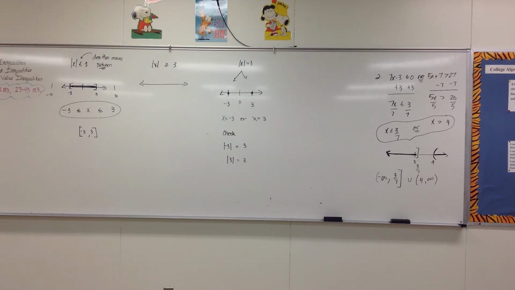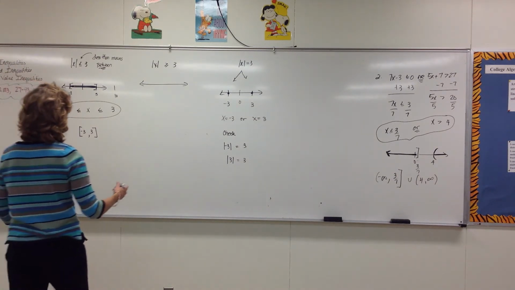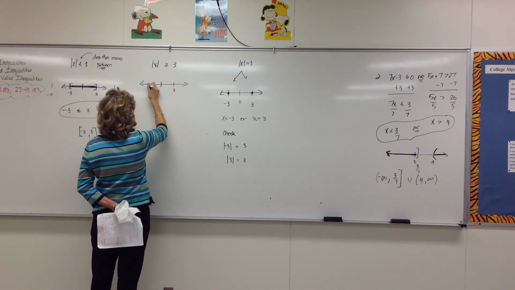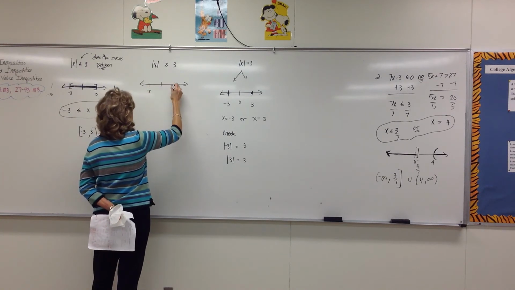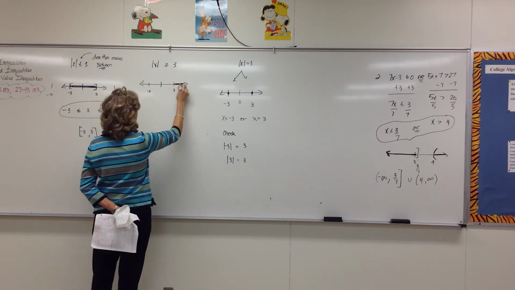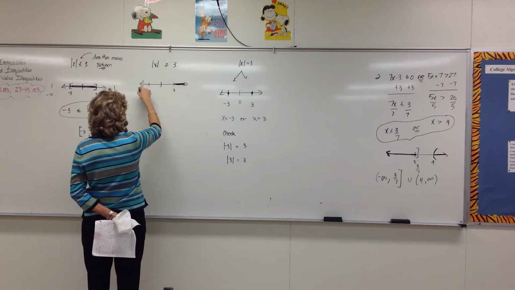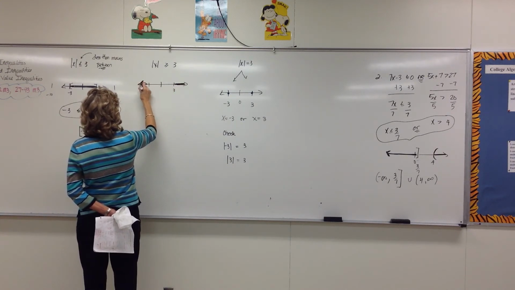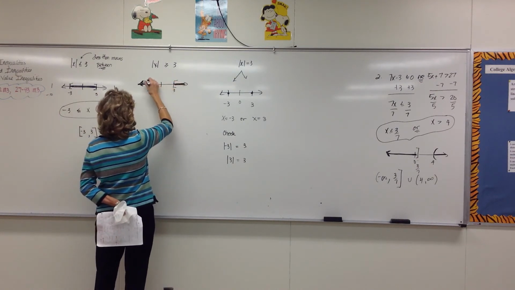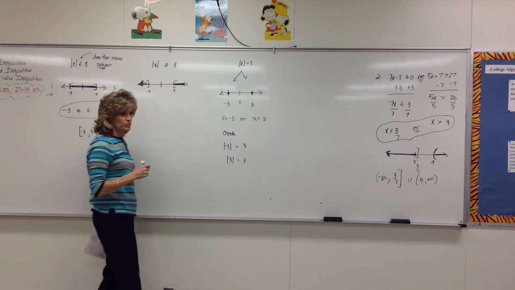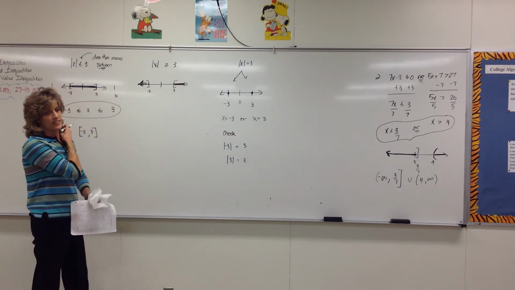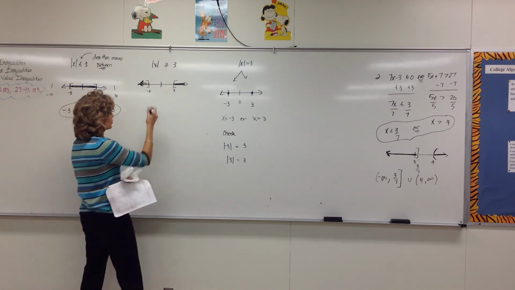So here's the picture I'm looking for. Several of you have this. If the distance is exactly 3 away, you know you're on +3 or -3. If the distance from 0 needs to be more than 3 steps, 1, 2, 3, 4, I've got to be out here somewhere. Or I can go 1, 2, 3, 4 and be out here somewhere. Anywhere on these 2 intervals, my distance from 0 is greater than 3. Does that make sense? Now, the distance from 0 is greater than 3.